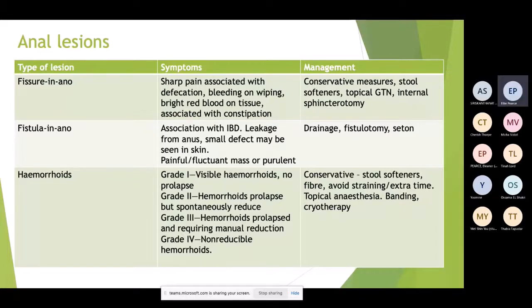So before they get to that point, treatment that we can do, again, conservative measures, topical anesthesia creams. And then after that, if they're reducible but causing symptoms, we can band them or freeze them.